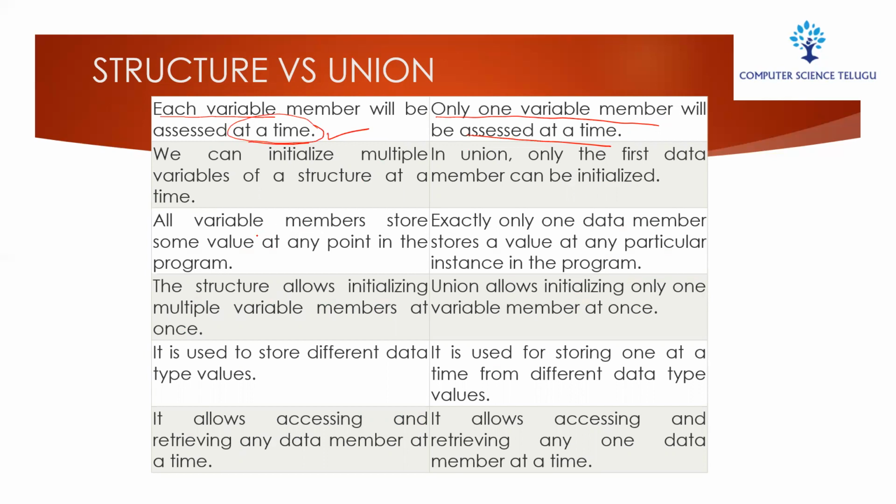We can initialize multiple variables of a structure at a time, but in union, only one data member can be initialized. All members can store some value at any point in the program. In union, exactly only one data member stores a value at any particular instance of a program. Structure allows initializing multiple variable members.